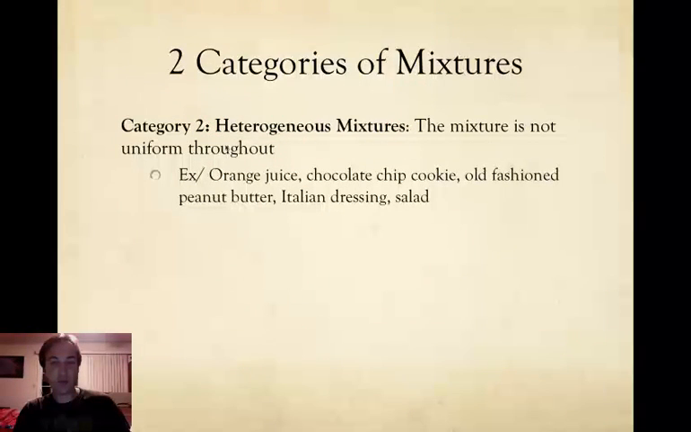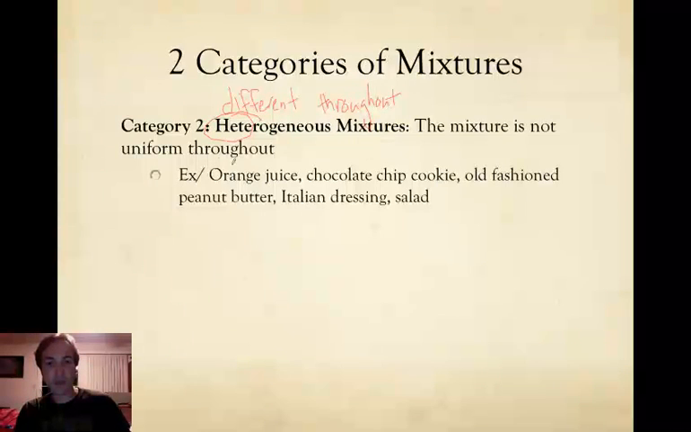The second category of mixture would be a heterogeneous mixture. Hetero, if we talk about that prefix, means different. So these guys are different throughout. Homogeneous was the same throughout. These are different throughout. And all that means is that it's not uniform. So at different parts of the solution, you're going to get different amounts of the substances. Again, a mixture is a combination of two different substances.